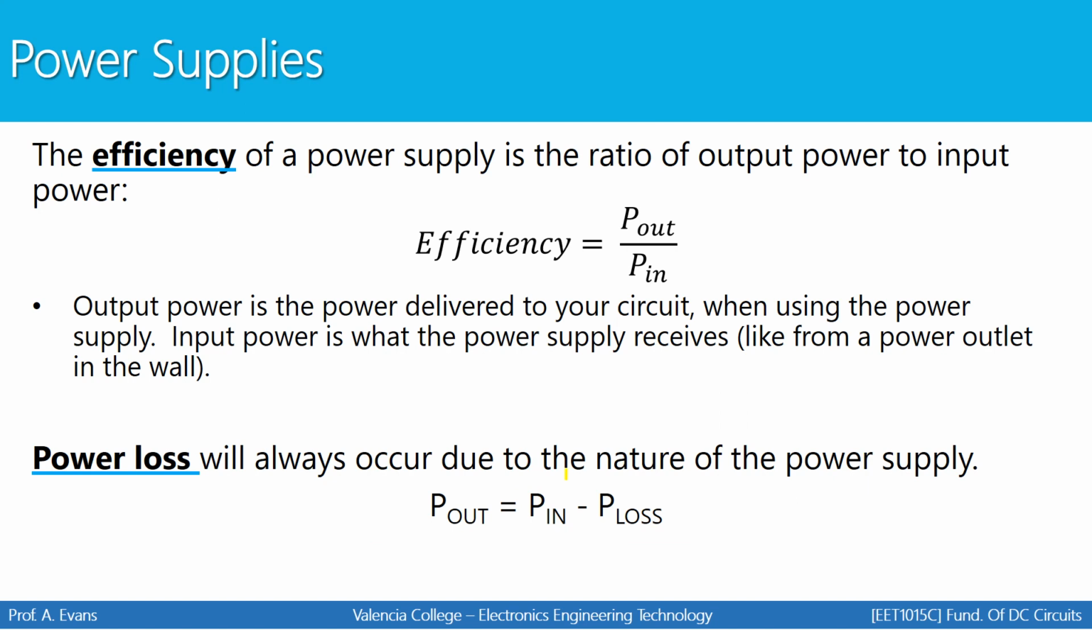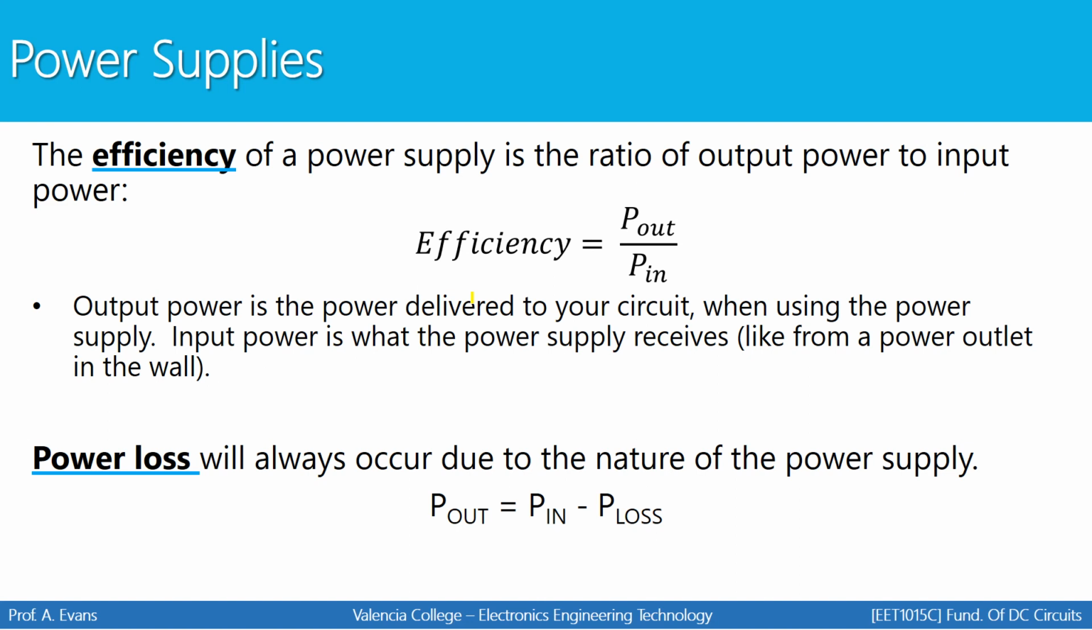The efficiency of a power supply is the ratio of output power to input power. Efficiency can be described with the equation on the screen. Again, it's a ratio. Power out divided by power in. Output power is the power delivered to your circuit. So once you connect your alligator clips to your power supply, you build your circuit, the output power is the power coming out of the power supply and being delivered to your circuit.